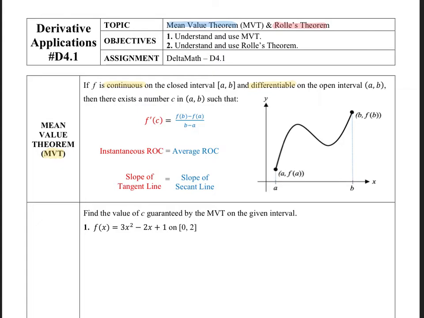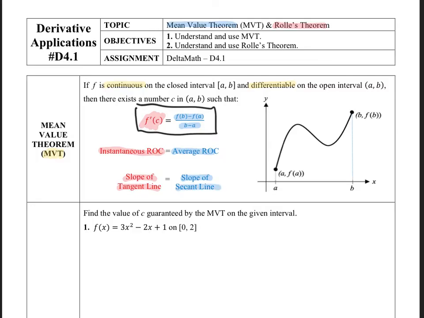The first one you see here says f prime of c equals f of b minus f of a over b minus a. You should recognize parts of this. This f prime of c, that was a derivative, and we know that that is also called an instantaneous rate of change, which we also refer to as slope of the tangent line. And on the other side, this f of b minus f of a over b minus a, we know that to be an average rate of change, and we refer to that as slope of the secant line.